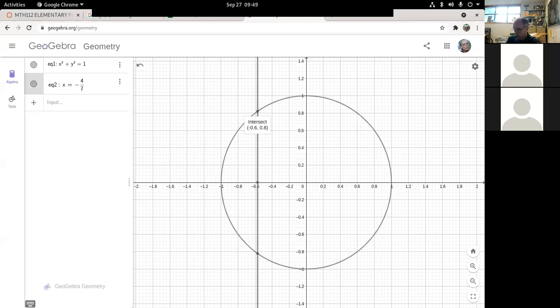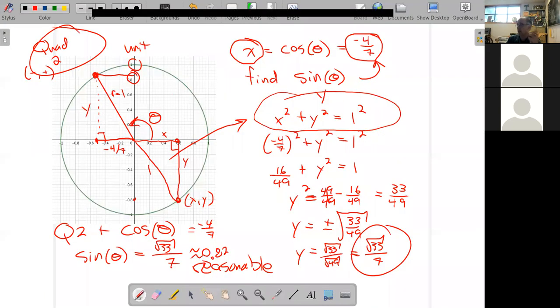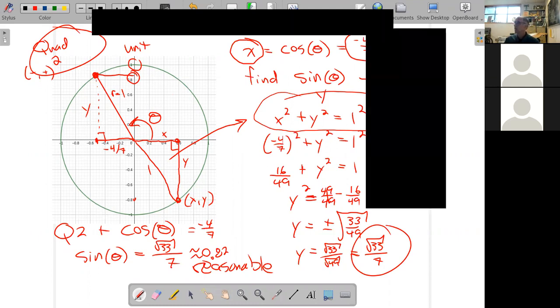Now, again, the computer won't give me the exact answer. I have to do a significant amount of work to find that myself. So I had to apply the Pythagorean theorem and solve, get the exact value of the y, which happens to be the sine there. All right, so let's see. Moving along in section 3.